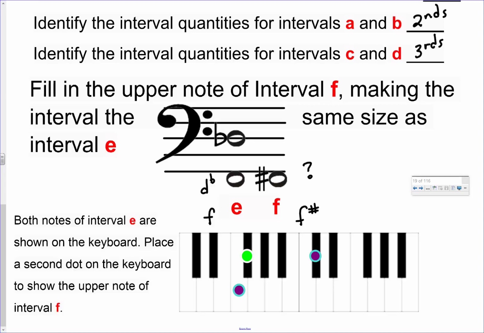So in interval E, we have an F. In interval F, we have an F sharp. So we have actually raised the lower note from E to F 1 CST, which means that we have to raise the upper note from interval E, which is a D flat, up to a D natural. And I would want to put in my natural sign there so as not to be confused with the D flat. Now, both of these intervals are the same quality.